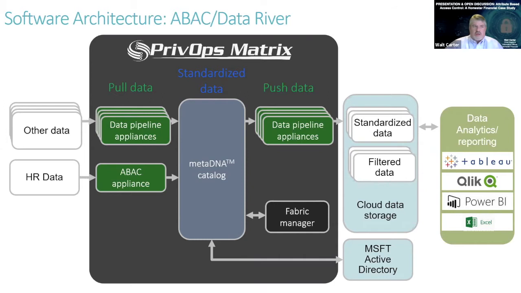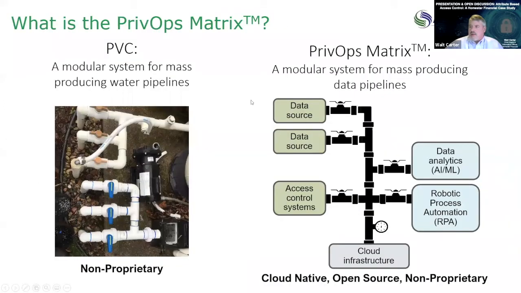So with that said, I'm going to go ahead and expose a little bit more about PrivOps, because there are some great ideas built into this patent. On this slide, one of the things that you'll see is the PVC pipes. PVC pipes are all over the place and widely available, non-proprietary, as it says on the slide picture. And it's just a way for you to very quickly mass produce water pipelines.